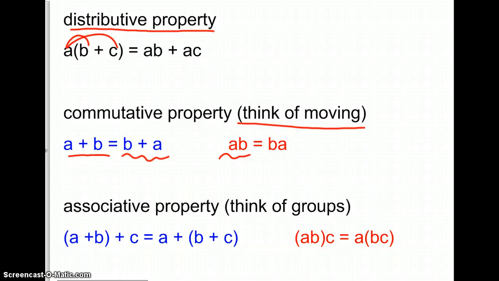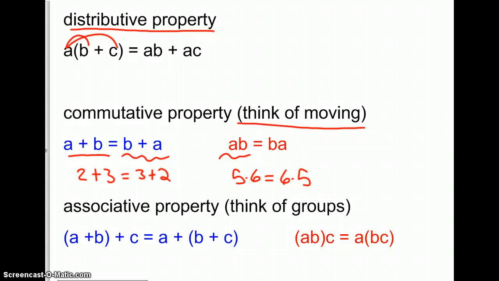If we put these to numbers, we know that 2 plus 3 equals 3 plus 2. And we also know that 5 times 6 equals 6 times 5. Sometimes I think better in terms of numbers than I do letters.